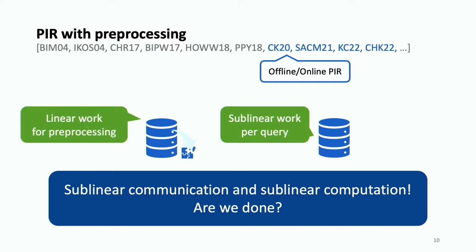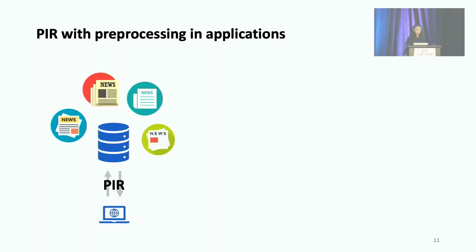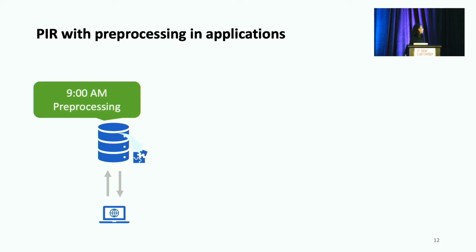Okay, so these are very good constructions, but let's see what happens if we apply this offline-online model to real-world applications when the database can change. So let's consider a private media service where a content server holds a bunch of news articles, and the client wants to use PIR to retrieve its interested articles. At the beginning, a new client comes, and the server does a linear preprocessing and generates a small hint sent to the client.